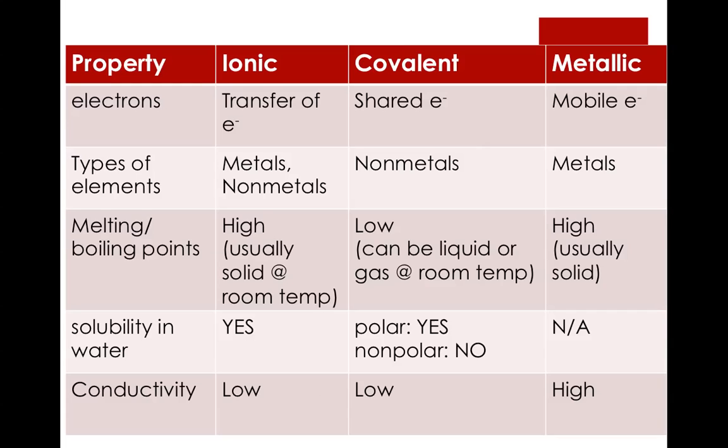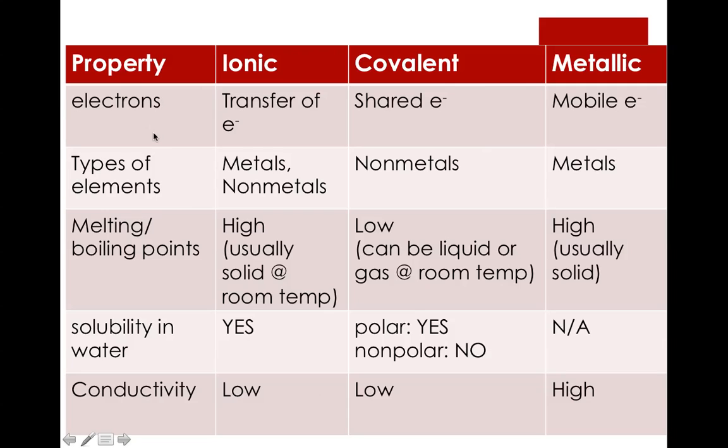Here is a summary of the properties of ionic, covalent, and metallic things. Really, you just have to have this memorized. Go over it, copy this into your notes, use it for studying. As the last thing, I am going to briefly explain all of these individual properties. The first property is electrons. This is review. Ionic, transfer of electrons. Covalent, they share electrons. Metallic, mobile electrons.